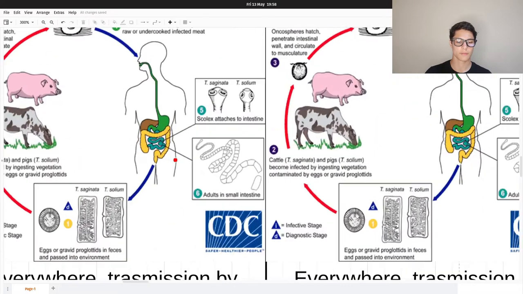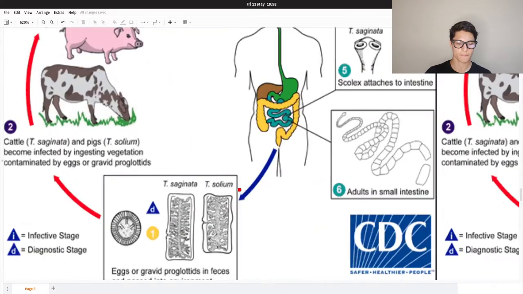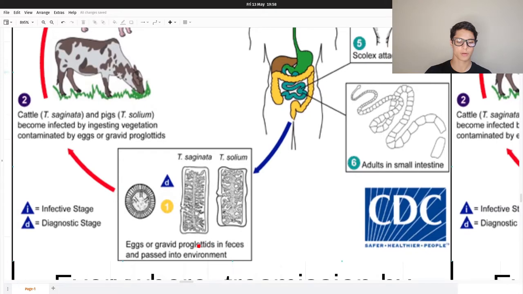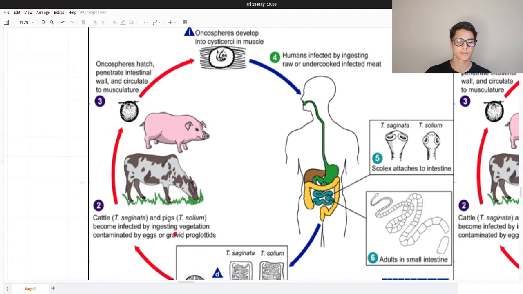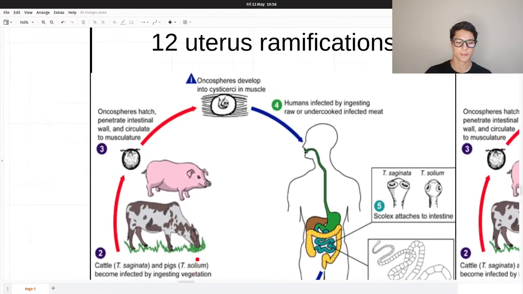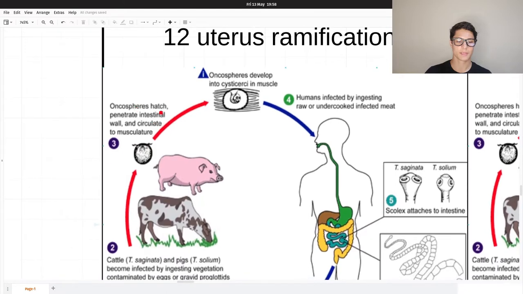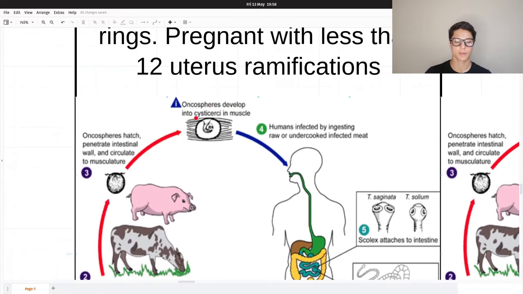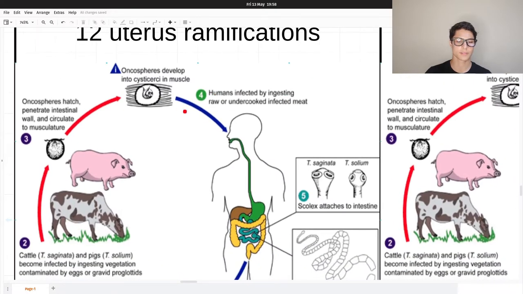The life cycle in depth is this one. Eggs or gravid proglottids in feces are passed into the environment. In this case, pigs become infected by ingesting vegetation contaminated by eggs or gravid proglottids. Then oncospheres hatch, penetrate the intestinal wall and circulate to the musculature. Oncospheres develop into cysticerci in muscle, and then humans are infected by ingesting raw or uncooked infected meat.